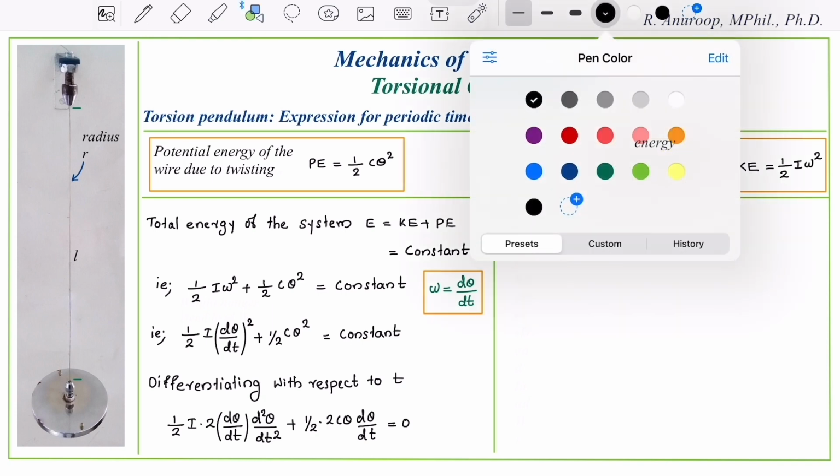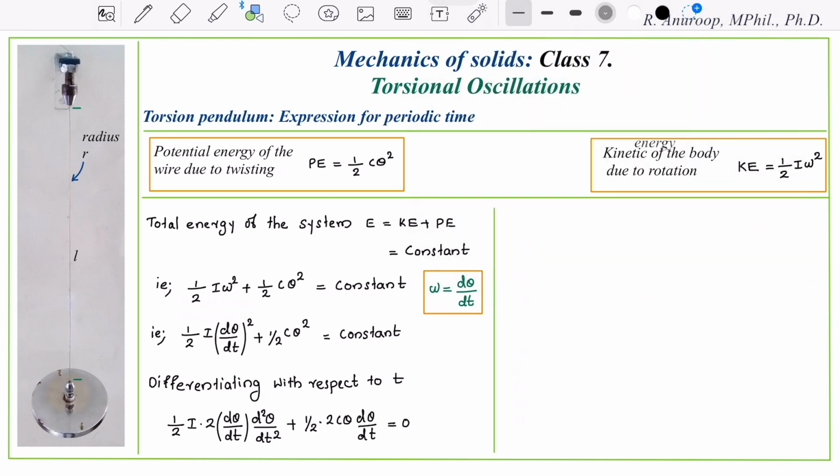Here 2 and 2 cancel in each term. So our equation becomes, let us take d theta by dt as a common factor. Therefore, our equation can be written as d theta by dt into I times d square theta by dt square plus c theta is equal to 0.